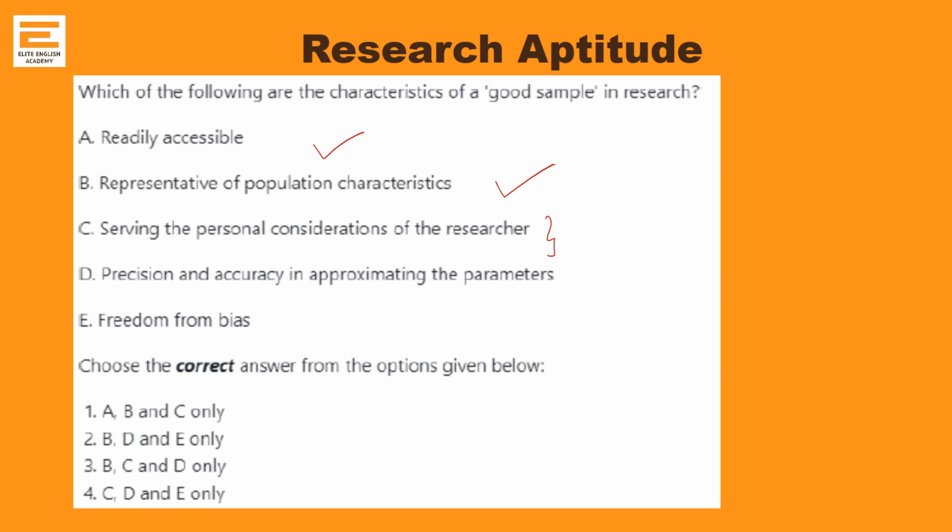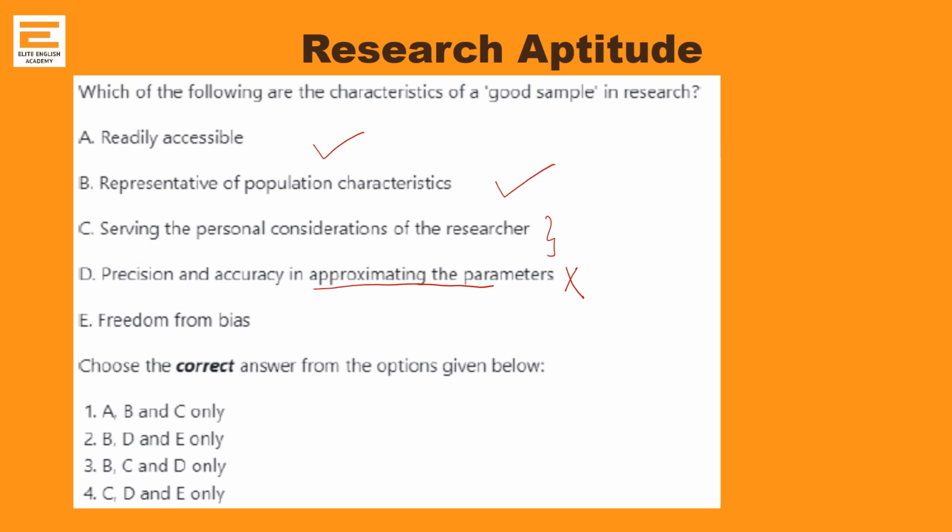For example, you do research in one city called Trichy. Then you live in one particular place. You are living in west of Trichy. You collect all the samples from that area alone. Then that is not the correct research, right? So the precision and accuracy in approximating the parameters only to meet the requirement. If you do this, it will not represent the population properly, right? So this option we have to reject.